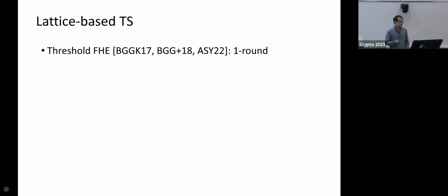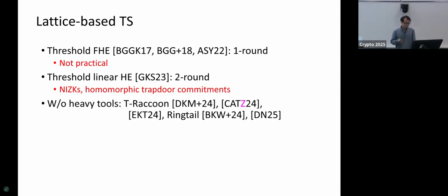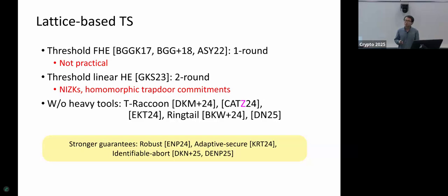So now let's take a look at the current constructions of lattice-based threshold signatures. The early construction is based on threshold FHE. It has optimal rounds, but it's not so practical due to the use of FHE. And the follow-up work proposed a more efficient scheme based on linear homomorphic encryption. However, it still relies on heavy tools such as NIZK and homomorphic trapdoor commitments. And only more recently, there has been a boom in practical constructions that do not rely on any heavy tools. We will see a more detailed table in a minute. And before that, I would like to mention there are also other constructions that target stronger security, which are not the focus of this talk.